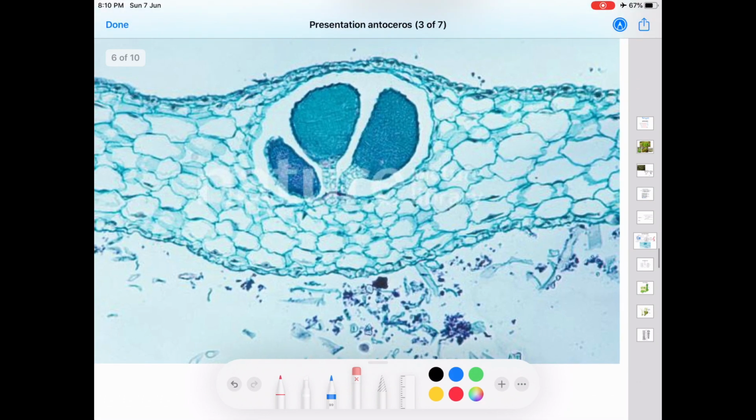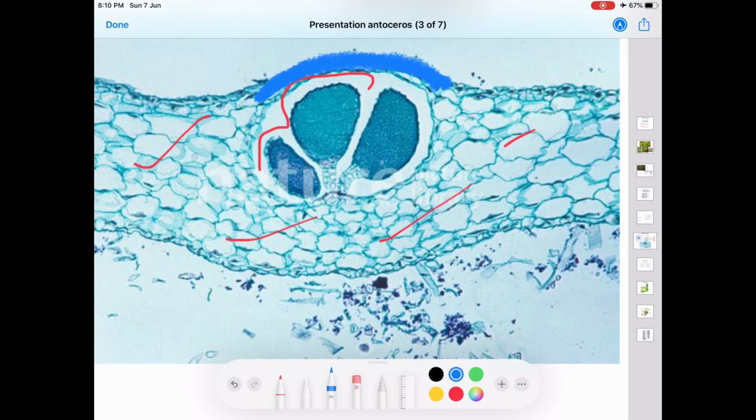Here you can see antheridia in the Anthoceros thallus. This is the Anthoceros thallus. This is the antheridial chamber, and this is the roof of the antheridial chamber. Water is helping in the dehiscence of the antheridium.